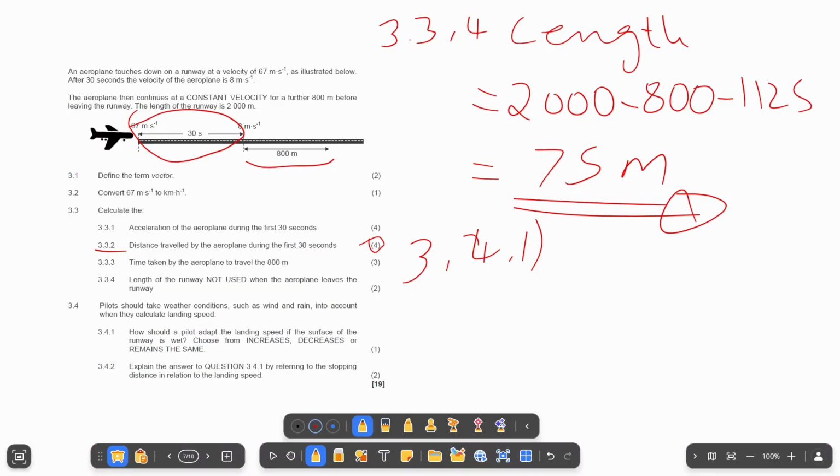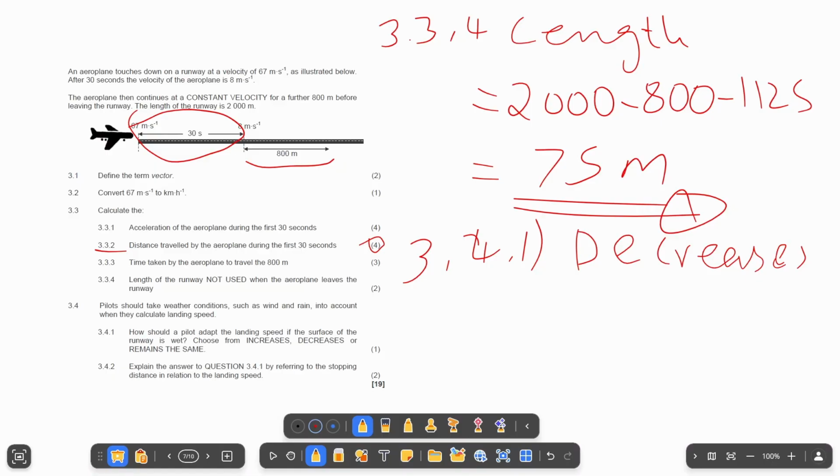Obviously, if the surface is wet, they will have to reduce or decrease the landing speed. Why so? Oh, that is the next question. Explain the answer in 4.0. So this one, I'm saying it's going to decrease. Why should pilots decrease their speed if the runway is wet?